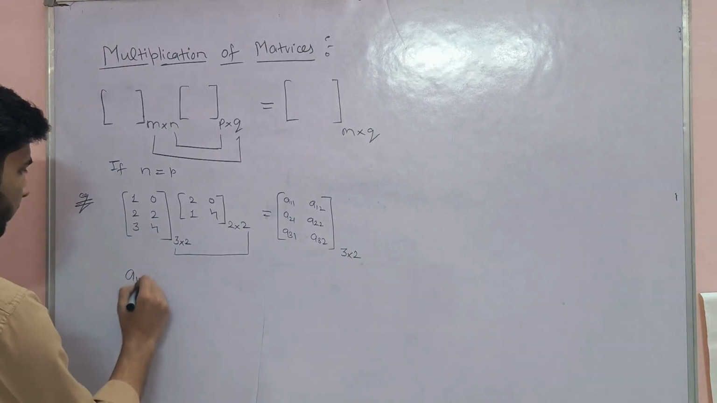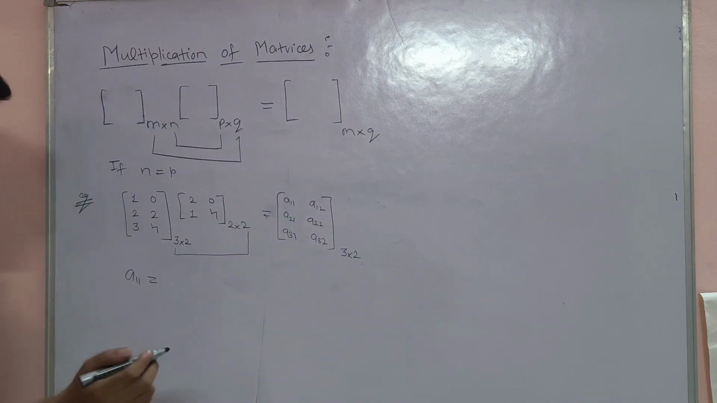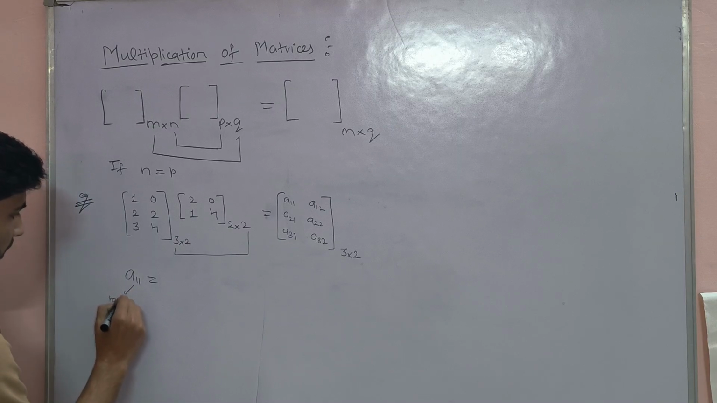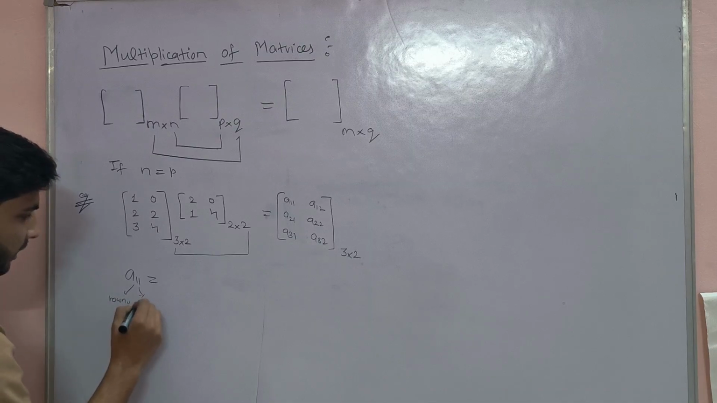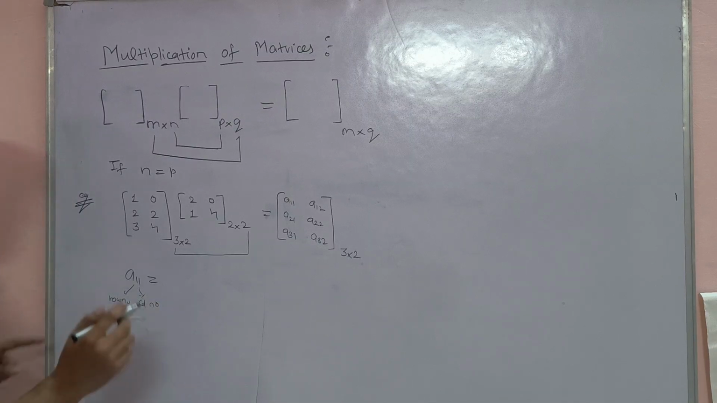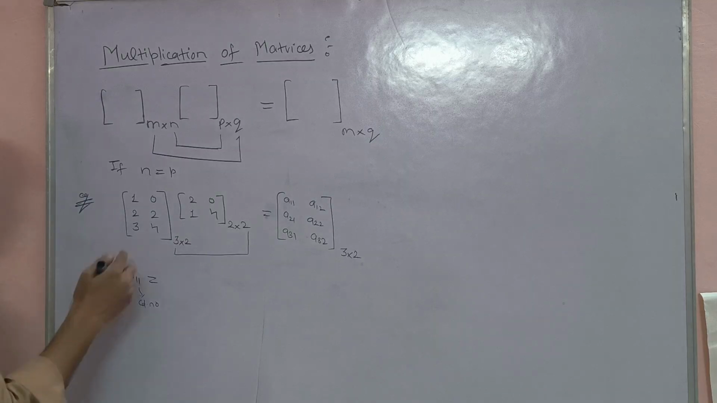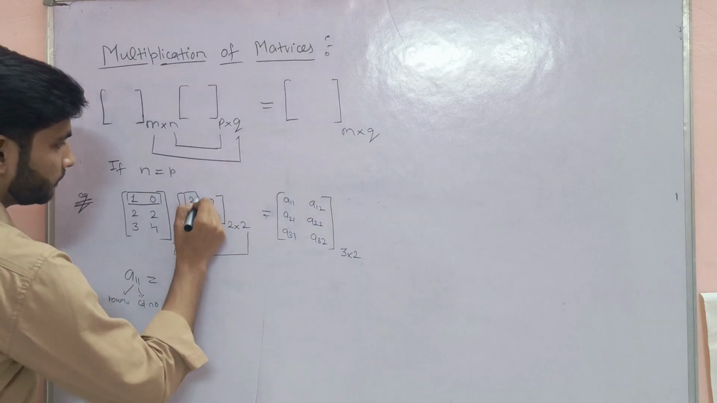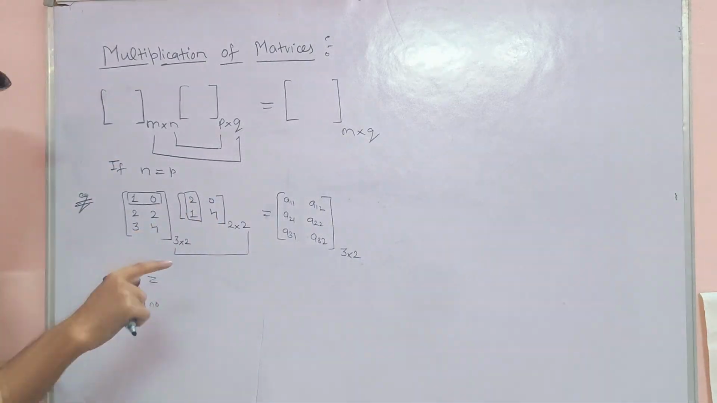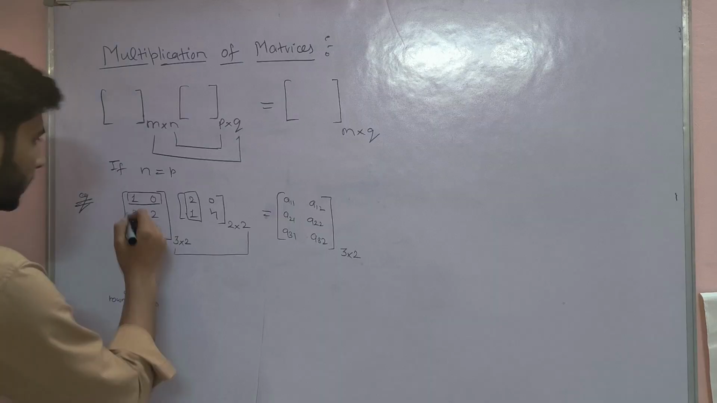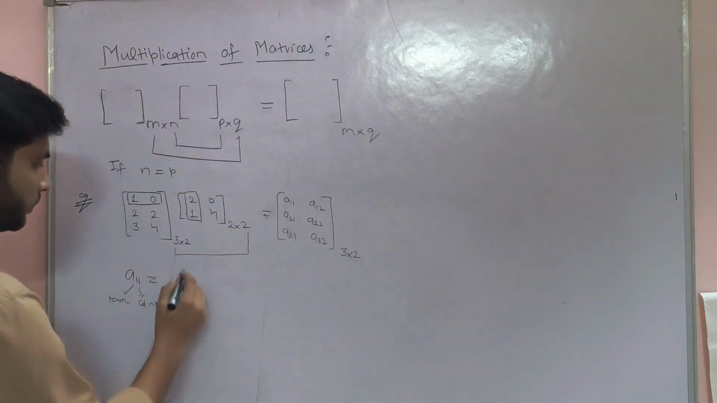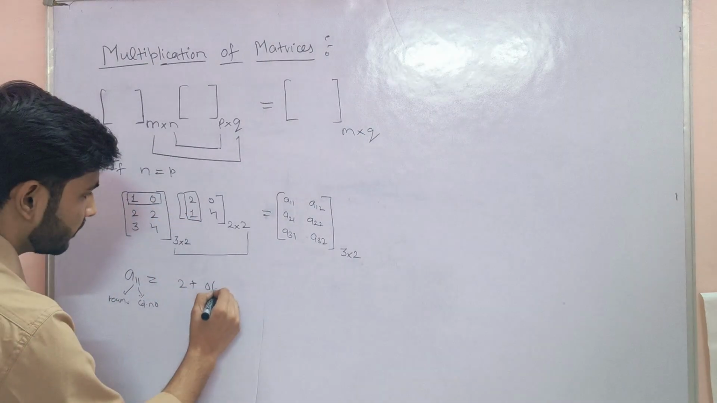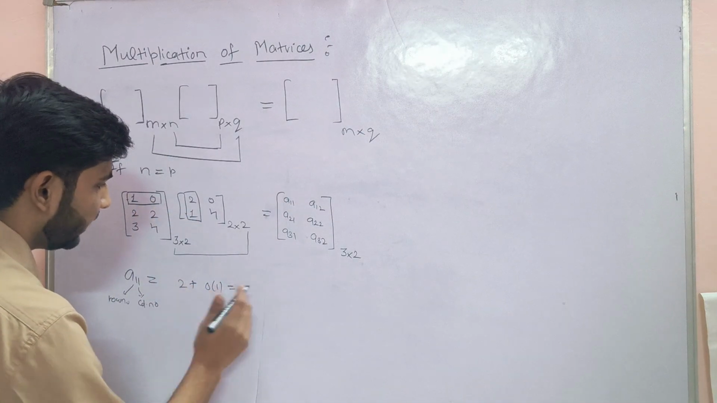So, how can we find A11? I already told that the first subscript always indicates the row number and the second subscript always indicates the column number. So, for calculating A11, we take the first row and first column and we multiply corresponding elements and then add them. So we multiply 1 into 2, 2, plus 0 into 1, 0. So we will get 2.